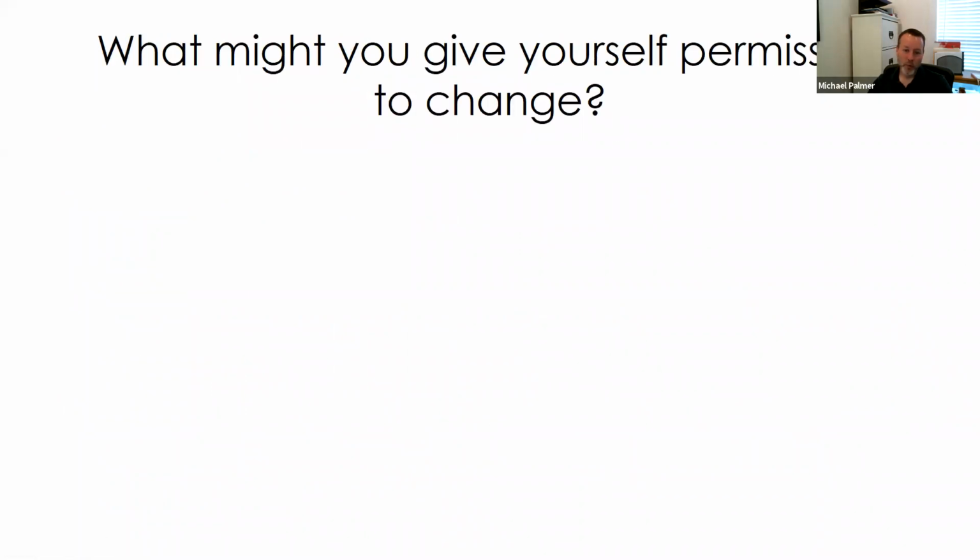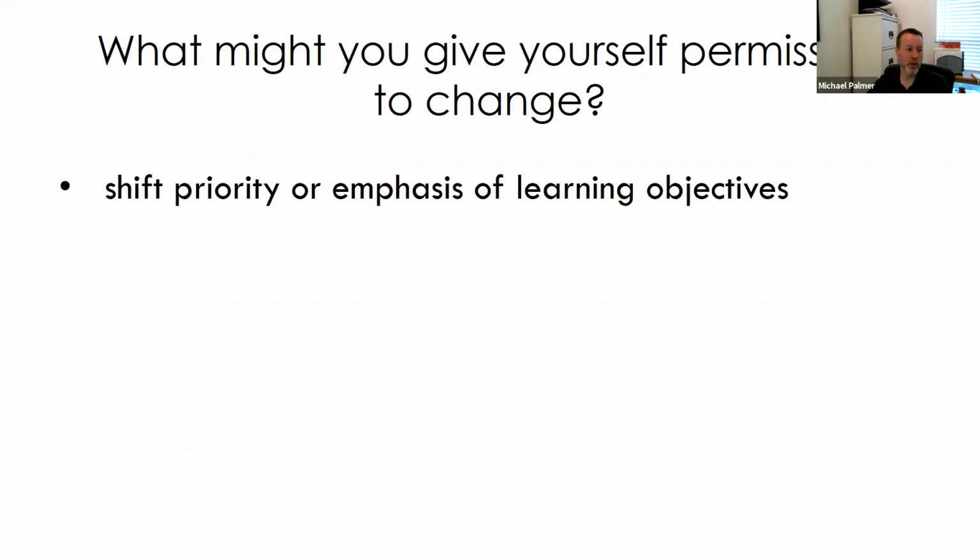So before we jump into specific things, we also want to give you the opportunity to give yourself permission to do certain things. Not that you have to do these things, but here are some ideas of what you could do given the situation. You could shift the priority or emphasis of your learning objectives, right? That goes back to that idea of what matters most. So you may just have a conversation with students and be transparent about it and say, this is where we're going to put our energy and focus here.